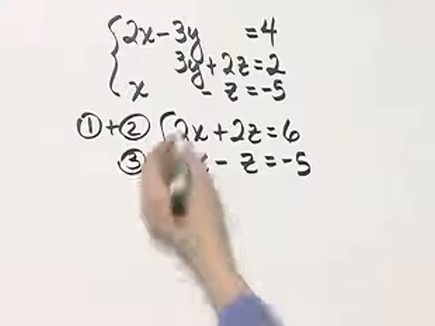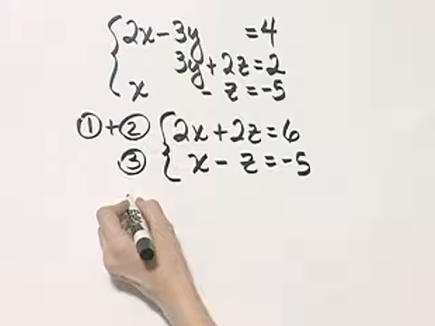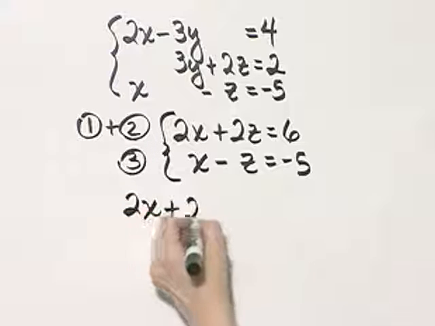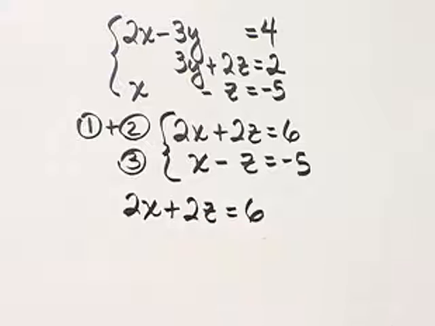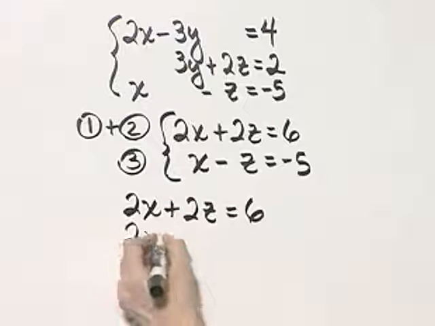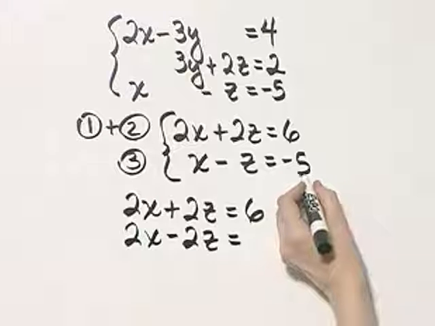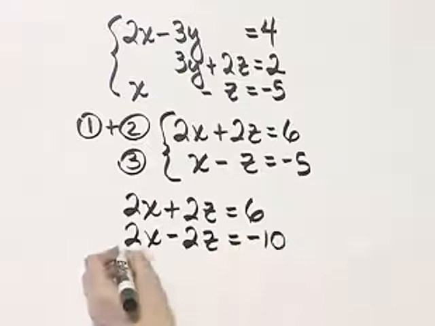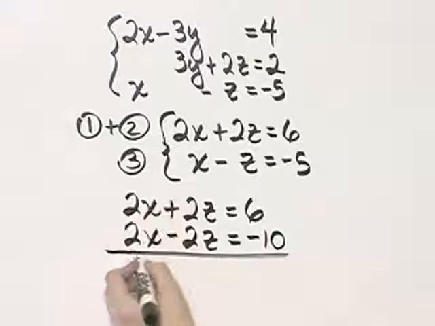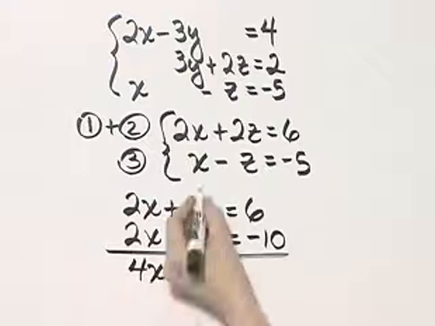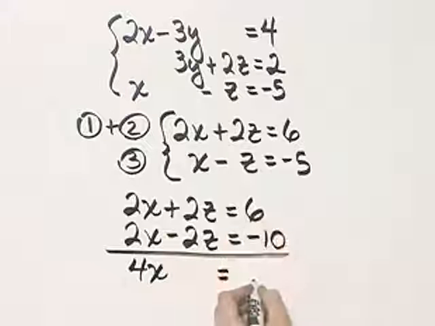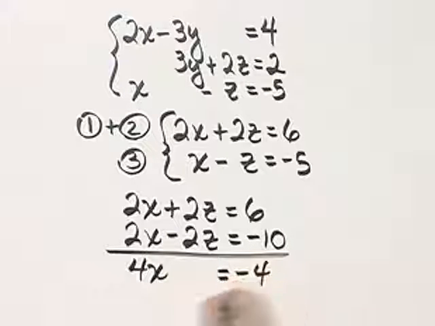To do so, I'll write the first equation down again, 2x plus 2z is equal to 6. The second equation I'll multiply through by 2. So 2 times x is 2x minus 2z is equal to 2 times negative 5, or negative 10. Notice what happens now. 2x plus 2x is 4x. The z's subtract out, and I have 6 minus 10, or negative 4. And if I divide both sides by 4, I'll have that x is negative 1.